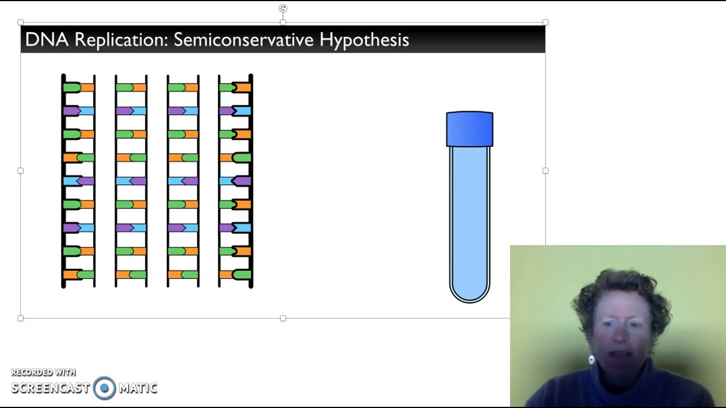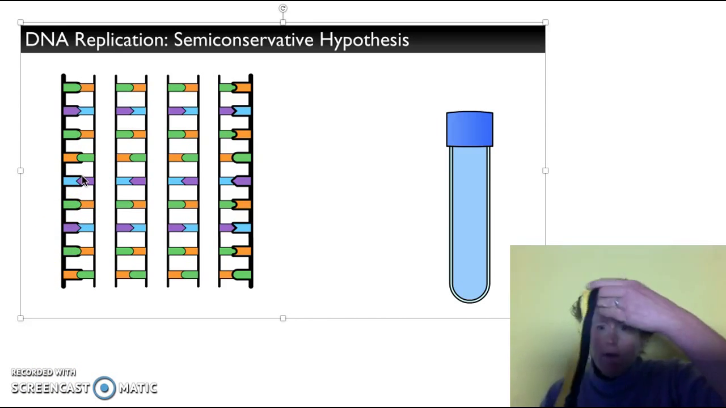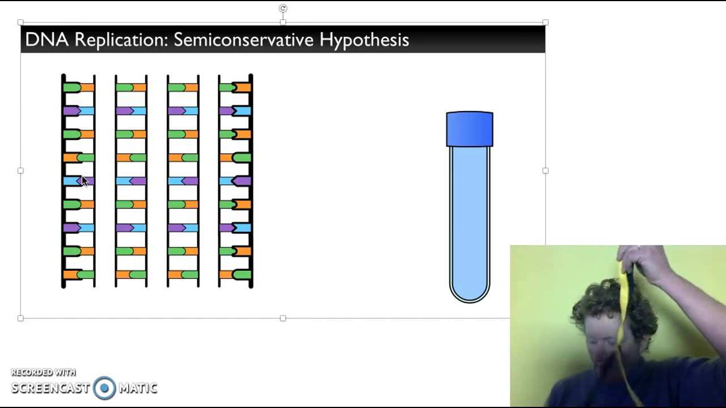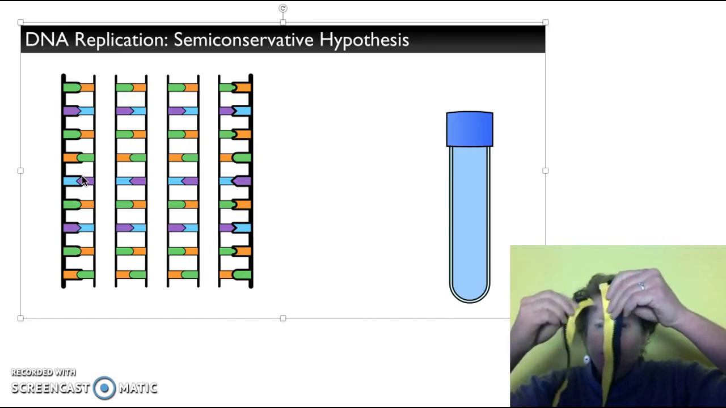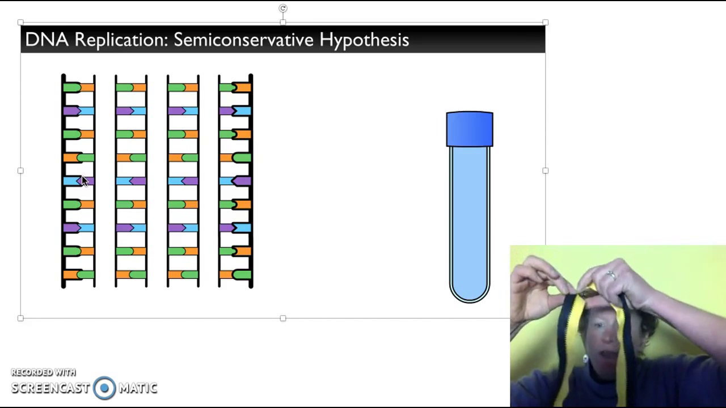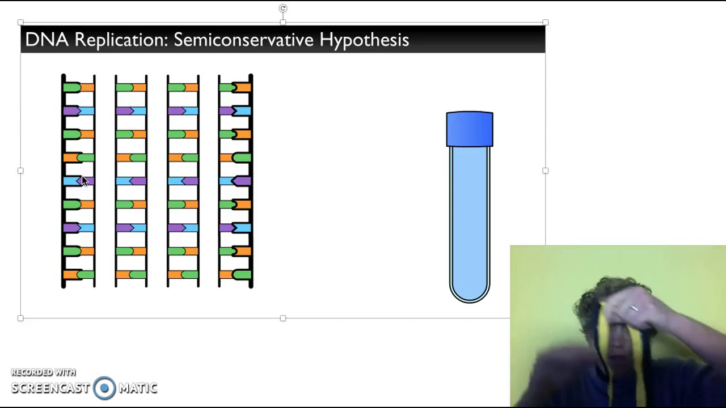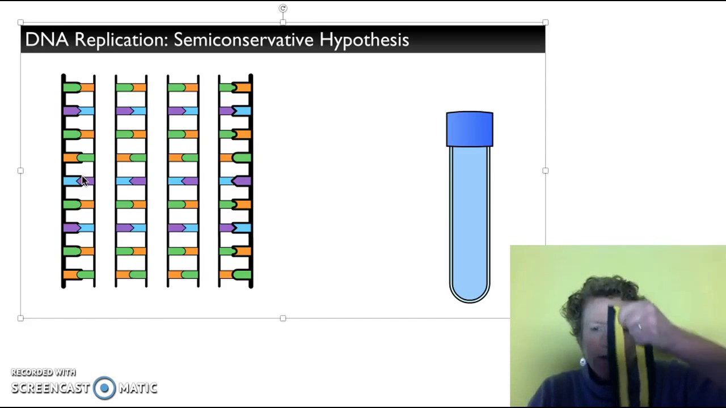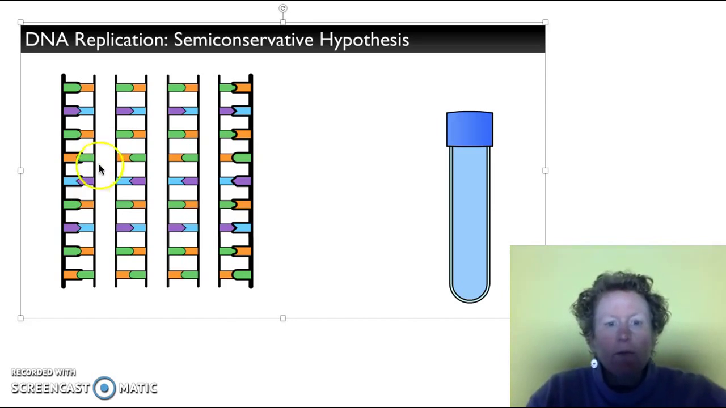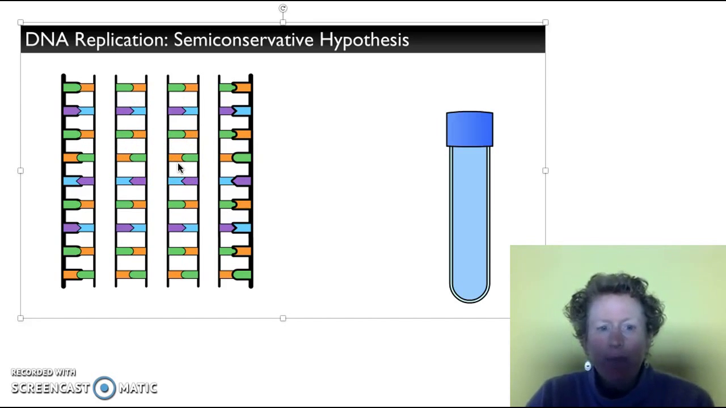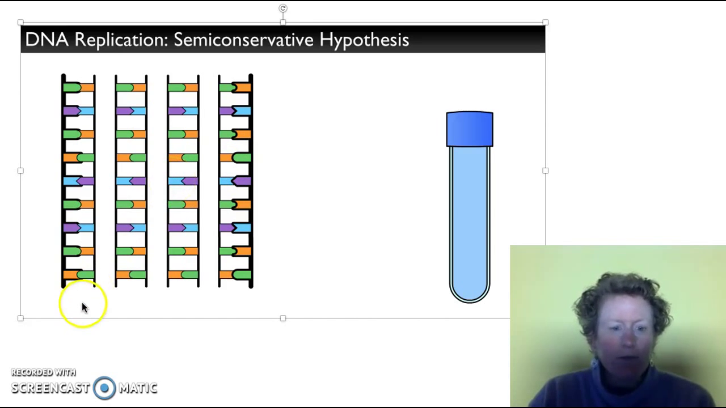Now let's talk about the second generation of DNA. The older generation of DNA that's made out of one old and one new, in this case where they're growing it in heavy nitrogen, one half heavy and one half light. These DNA molecules will unzip and make new molecules, primarily with light nitrogen. So let's see what happens when these molecules are centrifuged.